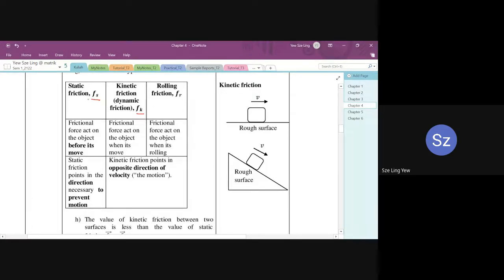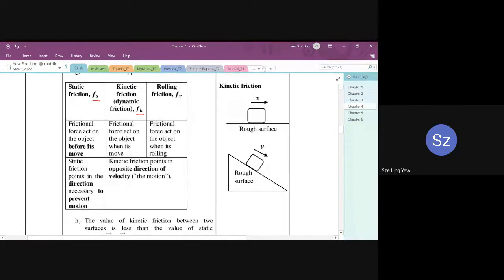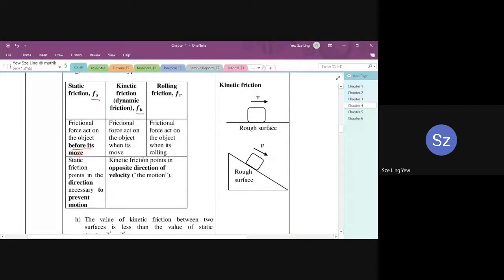Now, what does it mean by static friction? The object is not moving, right? So how can it experience friction? Now, the reason why the object is not moving is that there's a friction preventing it from moving, stopping it from moving. So in that case, we call it static friction: the frictional force acting on an object before it moves.